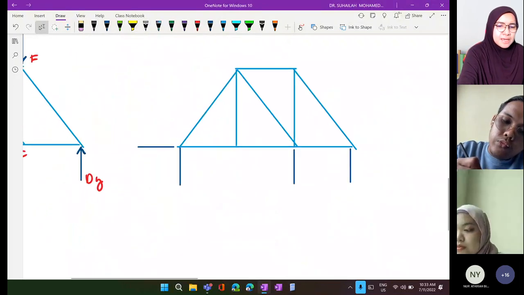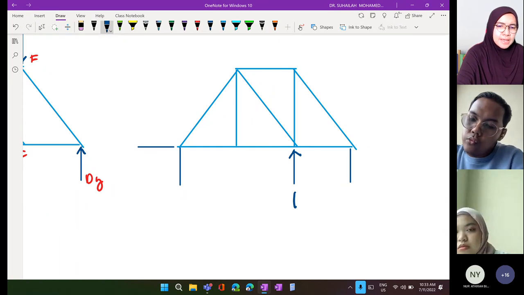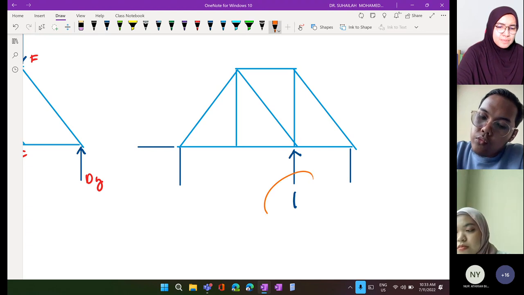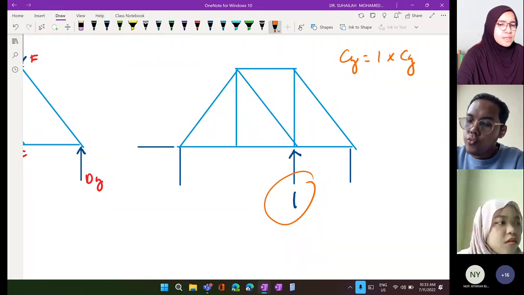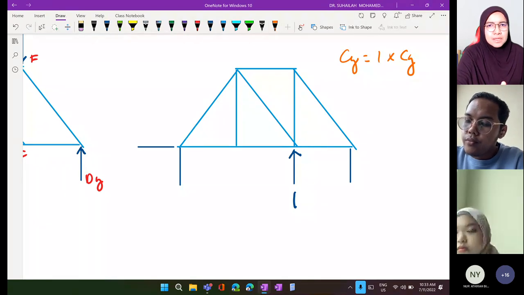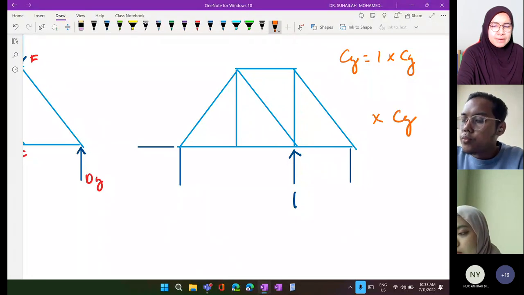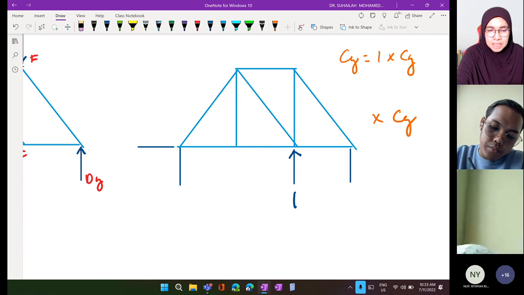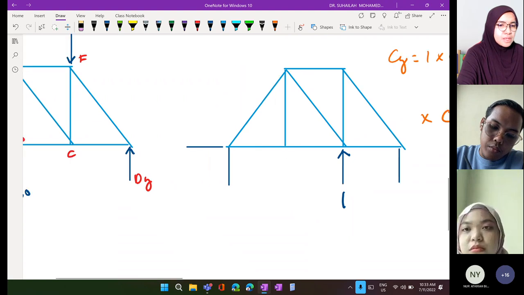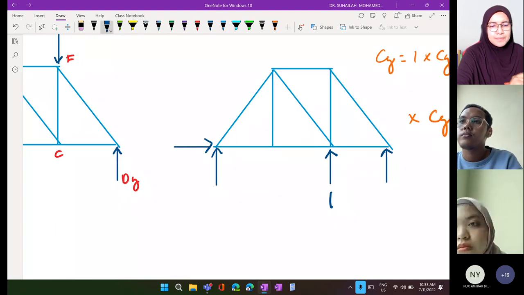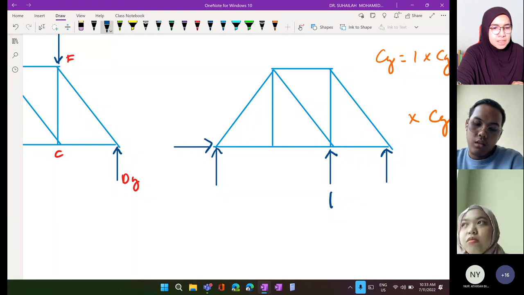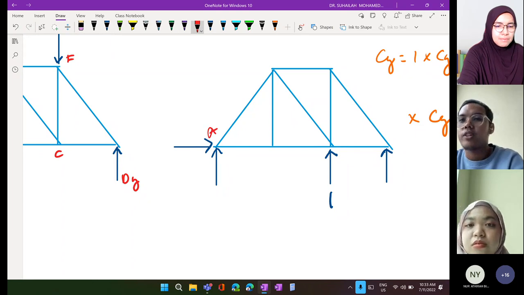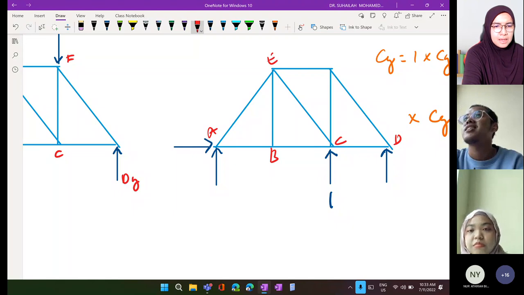In the redundant truss, we have a unit value of CY. Actually at this point, this is CY, but we change CY to 1 times CY. We just put a unit value in the system and put CY outside. Due to the support, we have to calculate reactions. So we have A, B, C, D, E, and F.